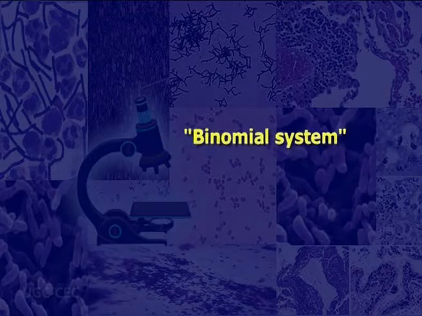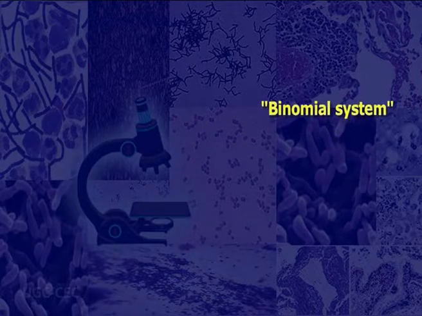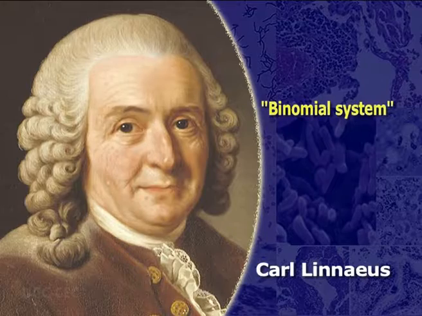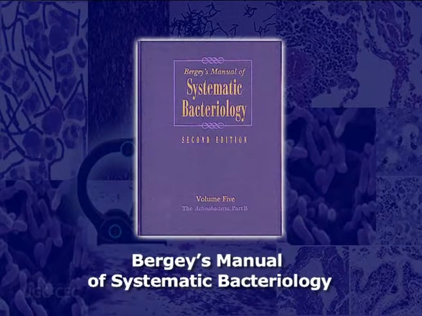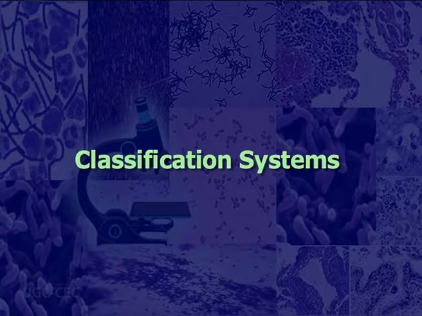Microbiologists name microorganisms using the binomial system suggested by the Swedish botanist Carl Linnaeus. The Latinized, italicized name consists of two parts. The first part, which is capitalized, is the generic name and the second is the uncapitalized specific descriptor. Example, Escherichia coli. Bergey's Manual of Systematic Bacteriology contains the currently accepted system of prokaryotic taxonomy. We will see classification systems.